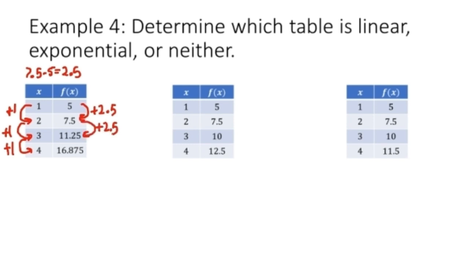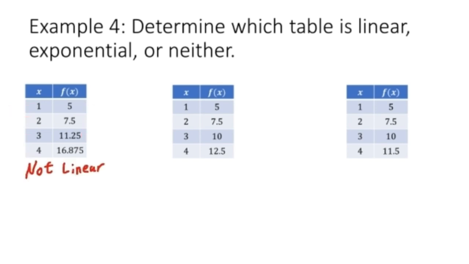But 7.5 plus 2.5 is not 11.25. So I can't just add 2.5 to each of my function values to get the next function value. This means our function is not linear. Now we'll check to see if our function is exponential.